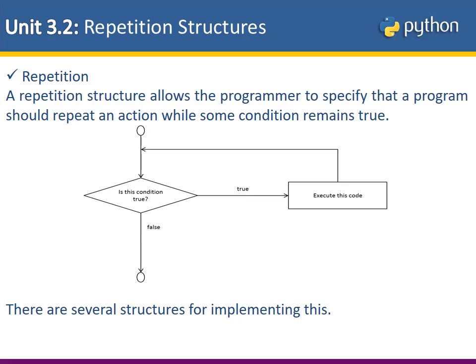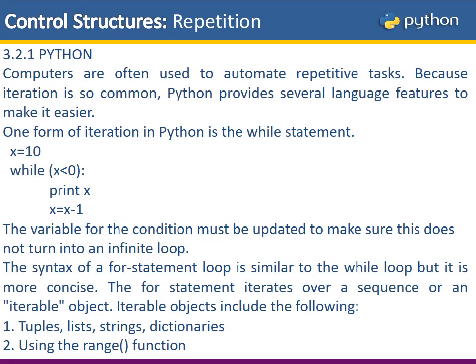So that is it. Repetition structure allows a set of instructions to be repeated multiple times based on a condition, and it helps avoid writing the same code again and again. There are several structures for implementing this. We want to look at how the Python programming language executes this repetition structure.